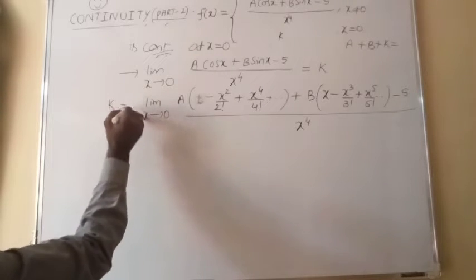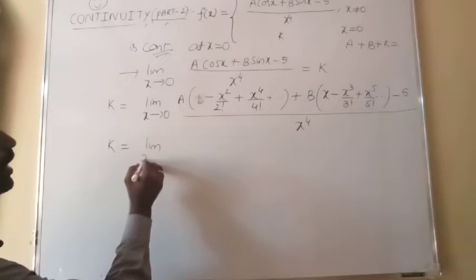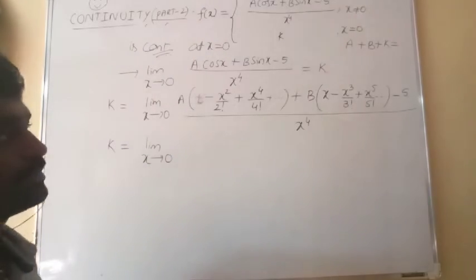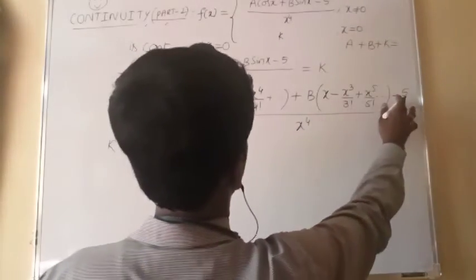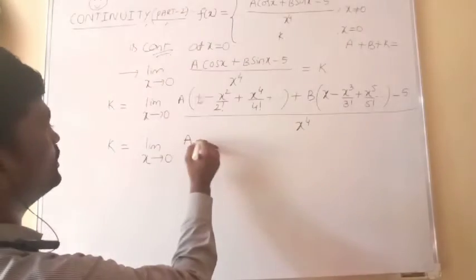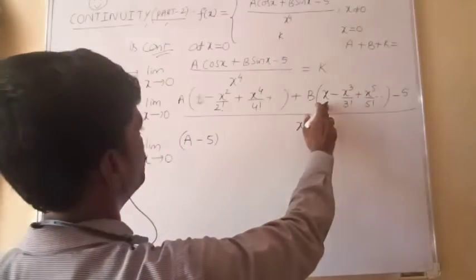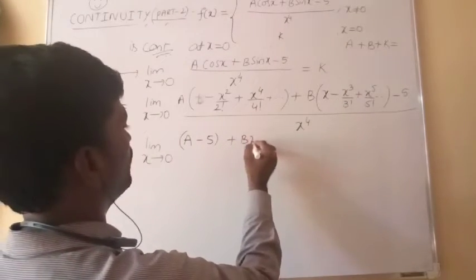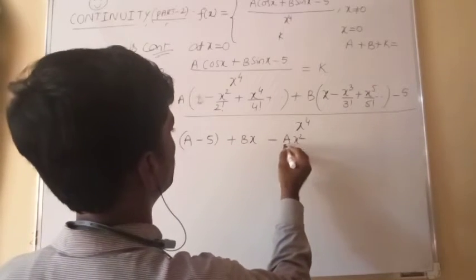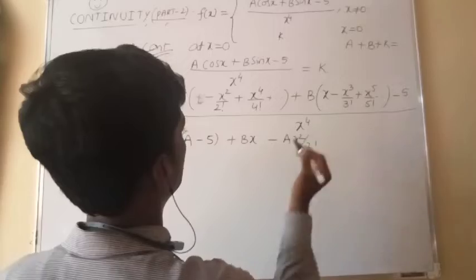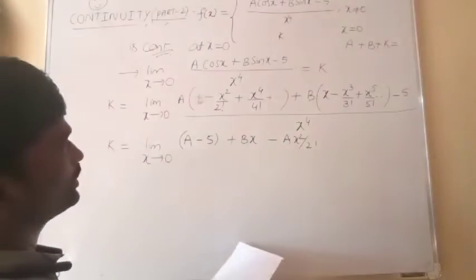It is k. So k is equal to, now the numerator is a polynomial, you just collect the like terms. First I am collecting the constant terms. Here a into 1, a. Here there is no constant term. Here 5. So a minus 5. Next the x terms. The x term is what? bx. Next the x square terms. Minus ax square by 2 factorial.